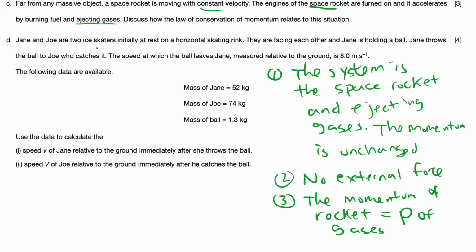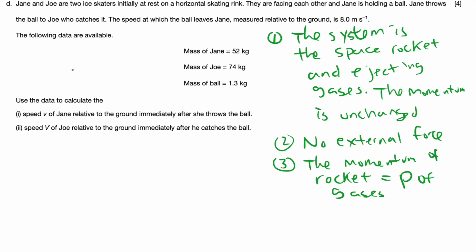Jane and Joe are two ice skaters initially at rest on a horizontal skating rink. They're facing each other, and Jane is holding a ball. Jane throws the ball to Joe, who catches it. The speed at which Joe leaves Jane, measured relative to the ground, is 8.0 meters per second. The following data are available. Use the data to calculate the speed v of Jane relative to the ground immediately after she throws the ball.